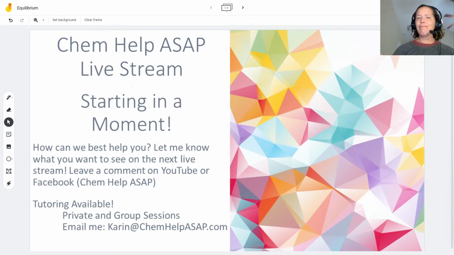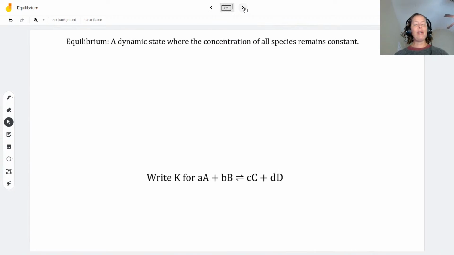Okay, so let's get started. All right, so equilibrium. Again, I like to start with definitions. Where are we? How do things work? Let's lay a little foundation first before we jump straight into calculations. So equilibrium is a dynamic state. It is dynamic, meaning things are happening. It's not static, but it's where the concentration of all species remains constant.